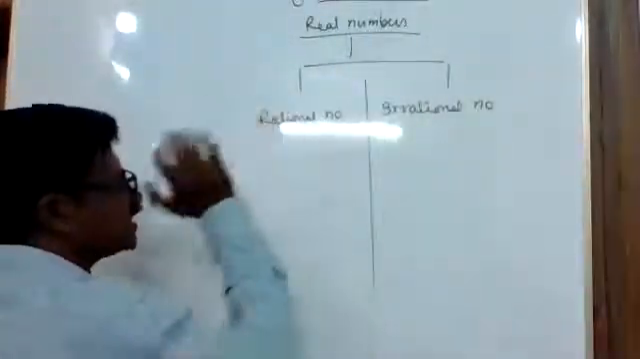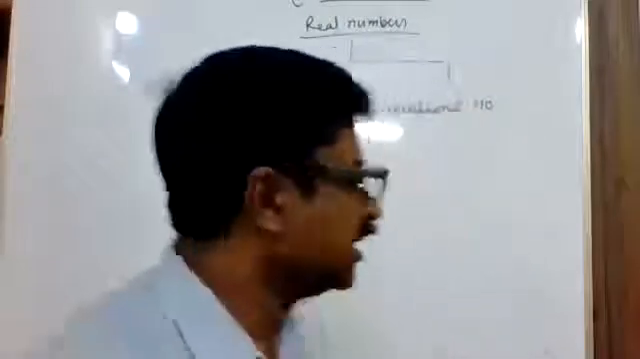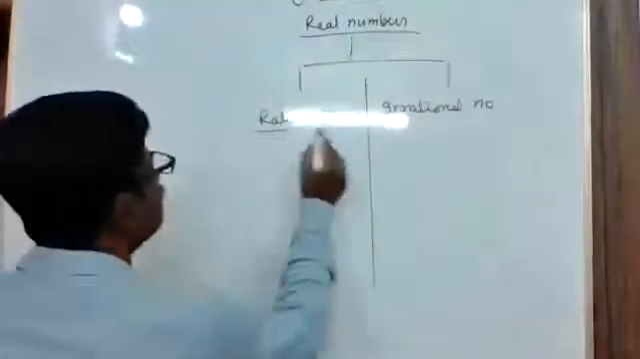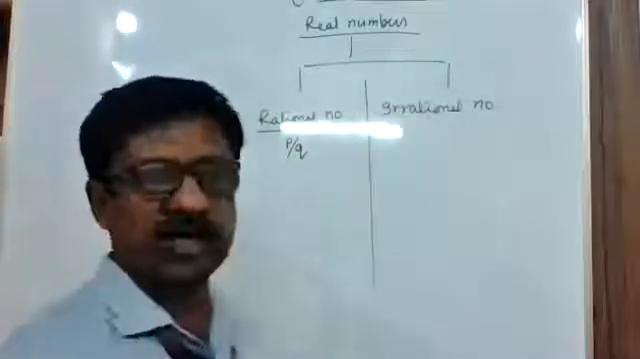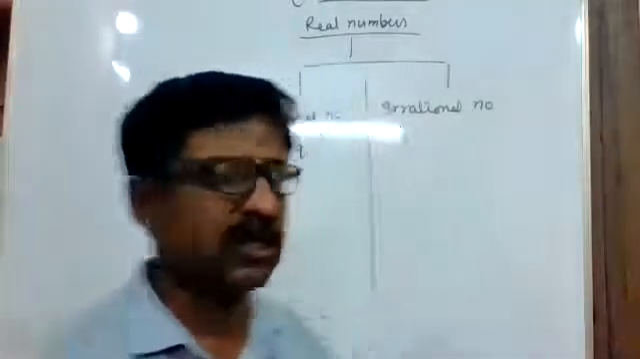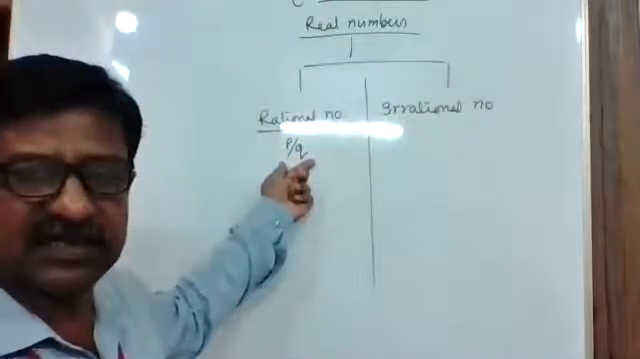Now, what is a rational number? Two definitions we have learned. The first definition: a rational number is a number which is in the form of p upon q, where p and q are integers and q is not equal to 0. Therefore, how to represent this type of number on the number line, we will see.